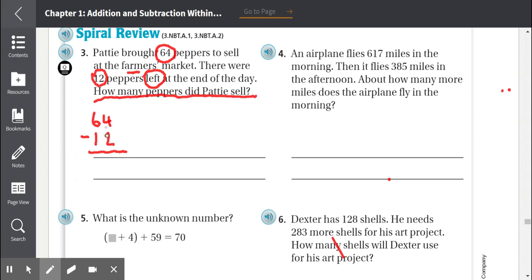So we start with the ones place. 4 minus 2 is 2. 6 minus 1 is 5. So how many peppers did Patty sell? 52 peppers.